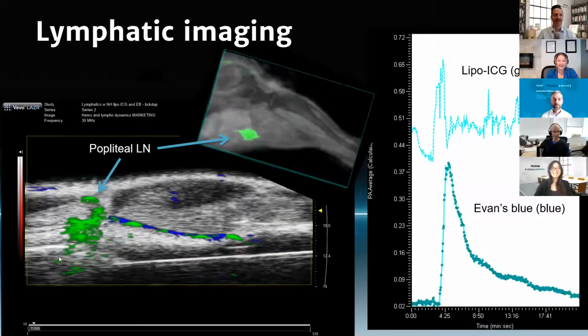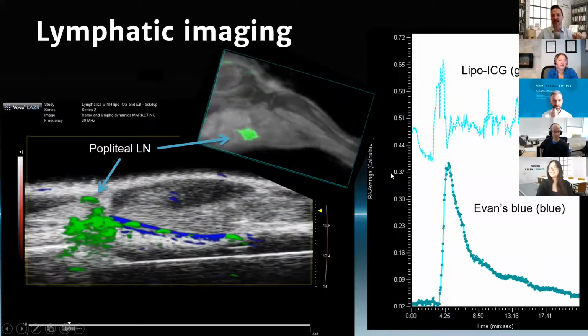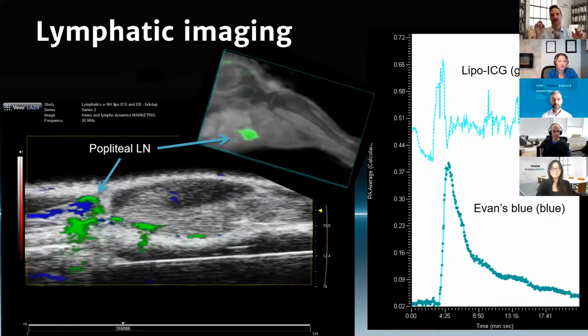If I can just share, I don't get to show this too often because it doesn't come up very often, but this is an example of dye that was injected in the hind limb of an animal. It's flowing through the lymphatic system. Lymphatics are so small that even with high resolution ultrasound, you can't see the lymphatic vessels. You can see lymph nodes, no problem. You can't see the vessels.